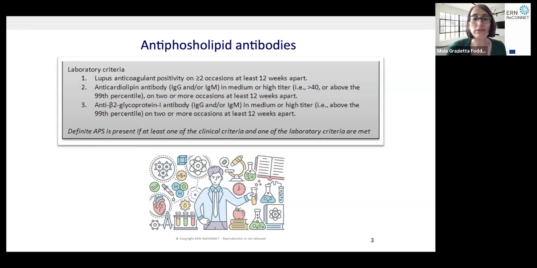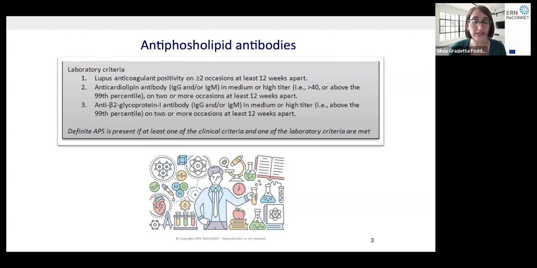What's important about these antibodies? First of all, they need to be tested all together at the same time. Second, they need to be tested in a referral lab, which means that we need to test them only in laboratories that know how to handle this type of testing, because the chance of both false positives or false negatives is around the corner. So we need to be sure to give our blood to laboratories that are experts in this field.